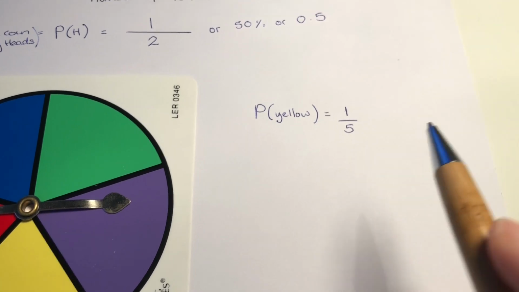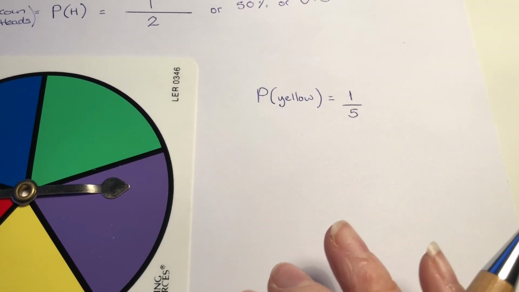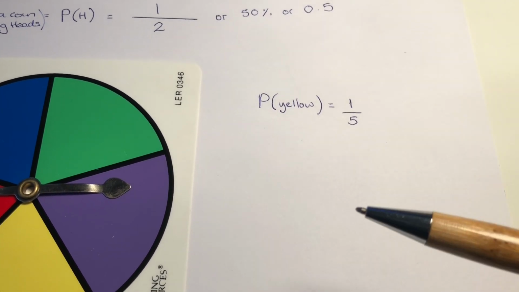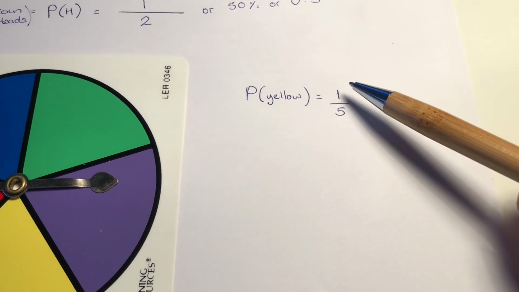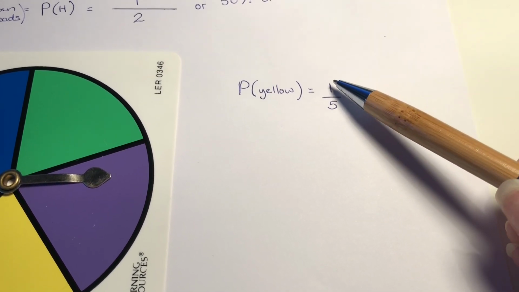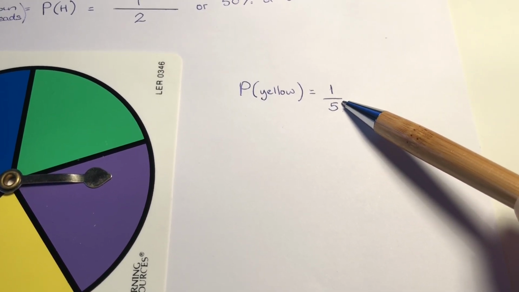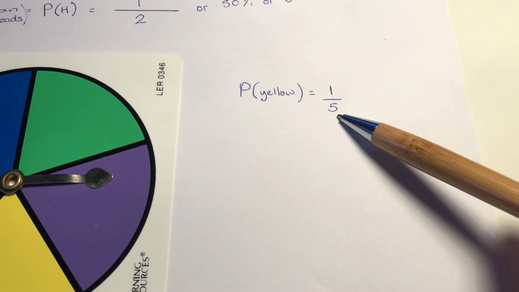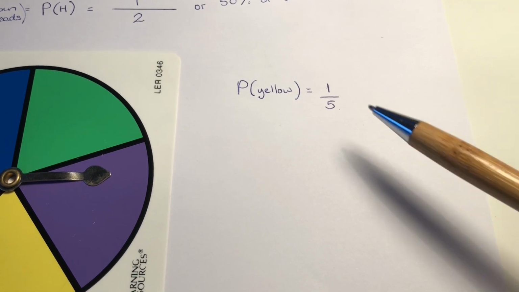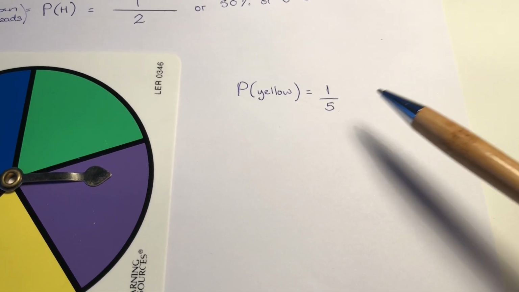Now, don't forget that we can convert that if we wanted to a decimal or to a percentage. For a decimal, just to recap, we can change a fraction to a decimal by simply remembering a fraction is a division, 1 divided by 5. And we can turn a fraction to a percentage by simply multiplying by 100.